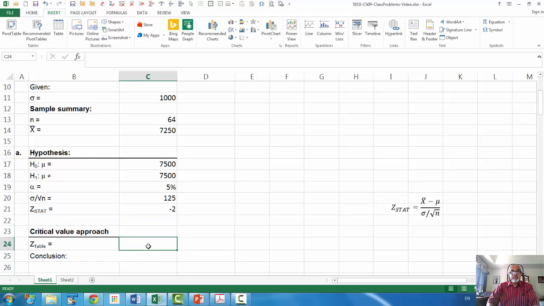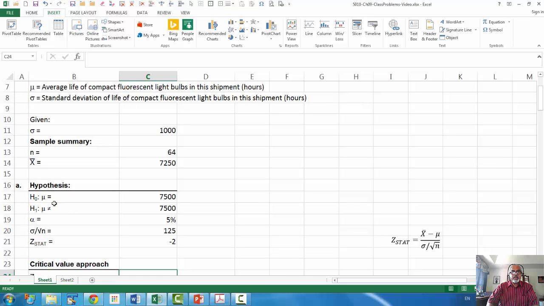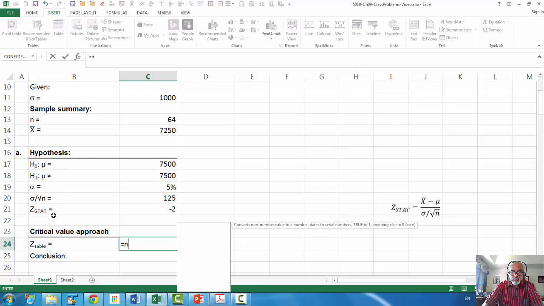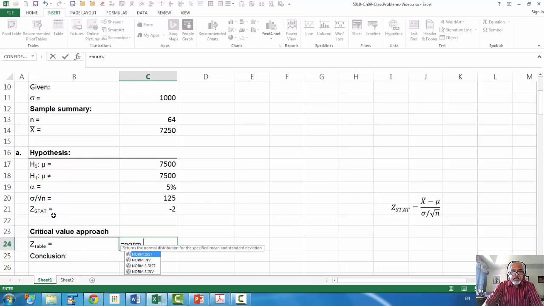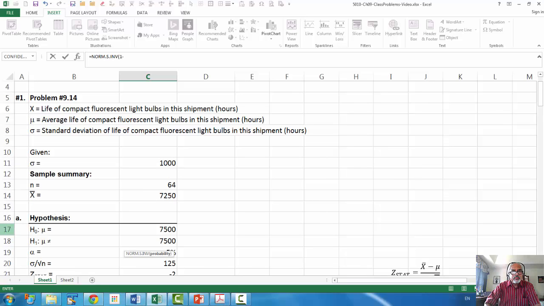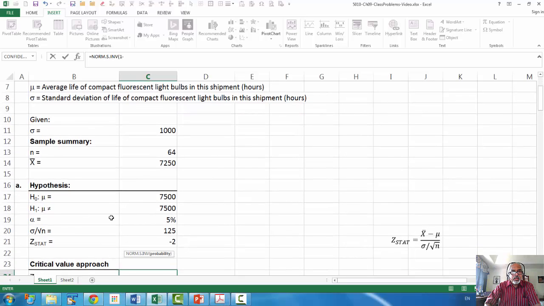Now for the z table, here is the alpha, and you need to worry about whether it is one tail or two tail. So when you have not equal to, we have a two-tail test. So this will be NORM.S.INV of 1 minus alpha over 2.